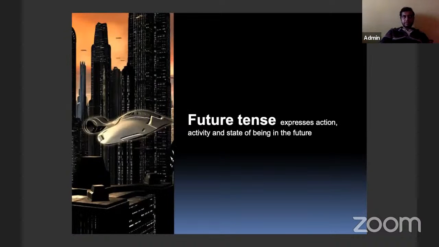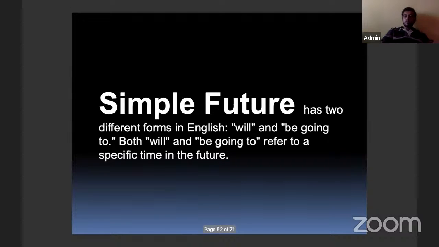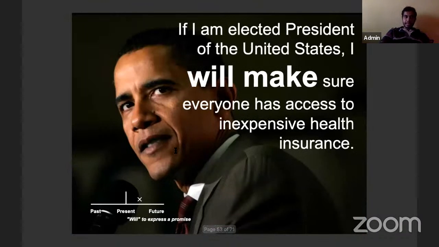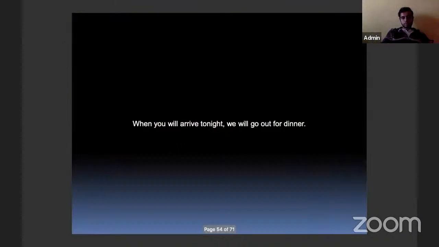Now future tense. Future tense is in the future. Simple future, will, be going to, specific time. Again, simple is specific, perfect is unspecified. Specific time here: "After being elected as the president of the United States, I will make inexpensive health insurance accessible to everyone." "When you will arrive tonight, we will go out for dinner."